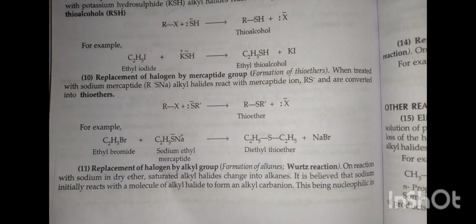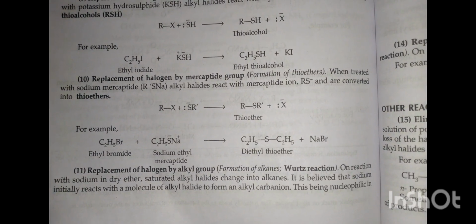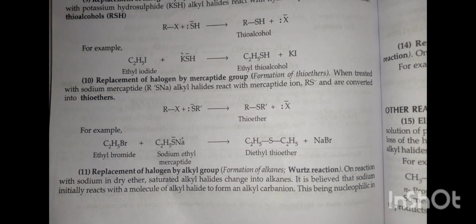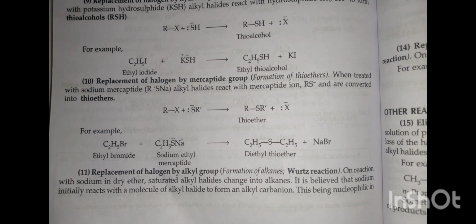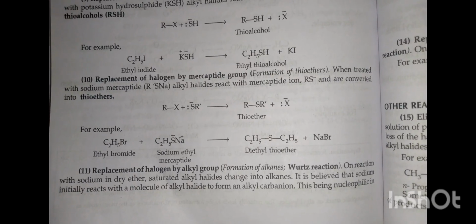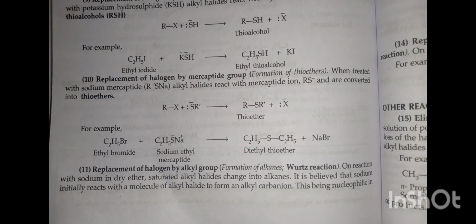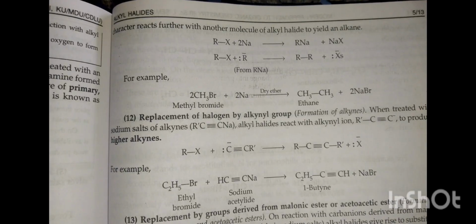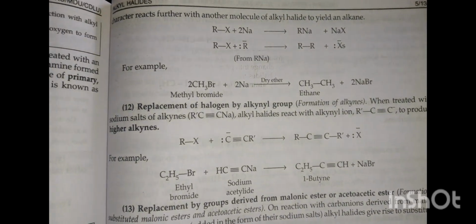Next is replacement of halogen by alkyl group. Formation of alkanes: on reaction with sodium in dry ether, saturated alkyl halides change into alkanes. It is believed that sodium initially reacts with a molecule of alkyl halide to form an alkyl carbanion. This, being nucleophilic in character, reacts further with another molecule of alkyl halide to yield an alkane.